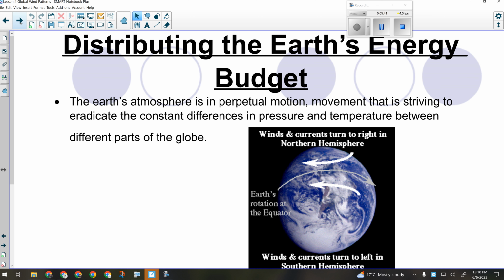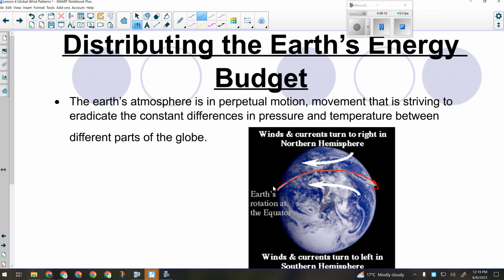So the Earth's atmosphere is in perpetual motion. It's always moving. There's never a time where the Earth's atmosphere is not doing something. And that movement is striving to eradicate the differences in pressure and in temperature between the equator and the poles. So if we're looking at that diagram right there, this is the direction of the Earth's rotation.